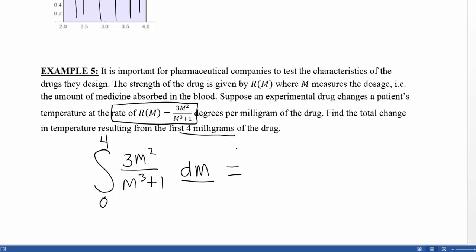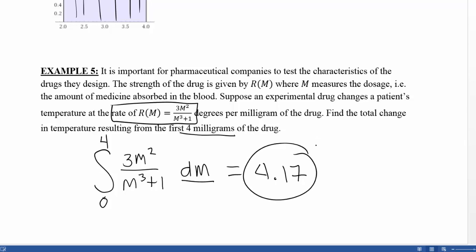So we're going to put this all into the calculator, crunch this number, and we're going to get 4.17. So what does that tell us? Remember, we're finding the total change in temperature, so that 4.17 is going to be in degrees. This drug is going to change this patient's temperature by 4.17 degrees for the first 4 milligrams of this drug. So that's how we talk about this answer.